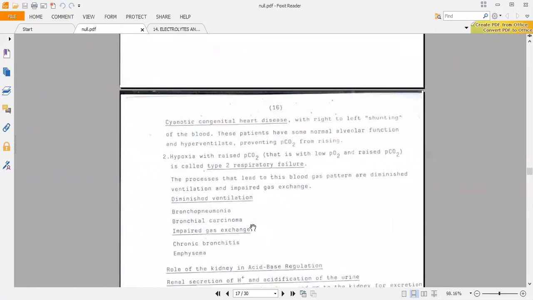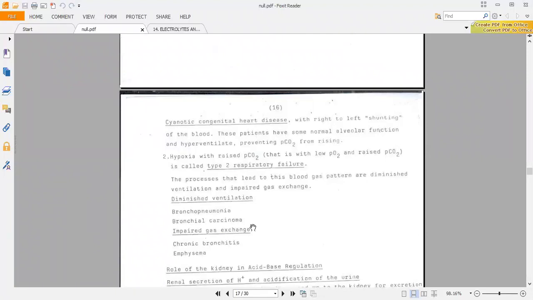Good. We also have cyanotic heart diseases. If you remember from the cyanotic heart diseases, the blood bypasses the lungs. So in this case, you have low levels of oxygen.